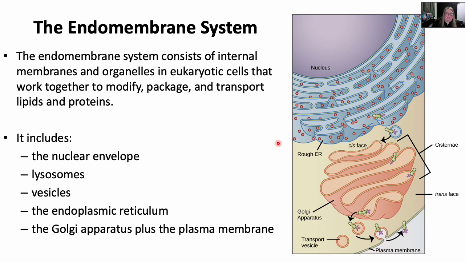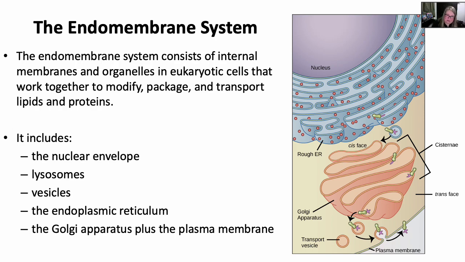Okay, so the endomembrane system consists of a lot of internal membranes. Okay, so membrane here, all the membranes. Okay, including the plasma membrane. Okay, so we're going to have these different internal membranes. They're going to have organelles suspended in them, right, membrane-bound organelles. And these organelles are going to work together to modify, package, and transport both lipids and proteins. That's their job.